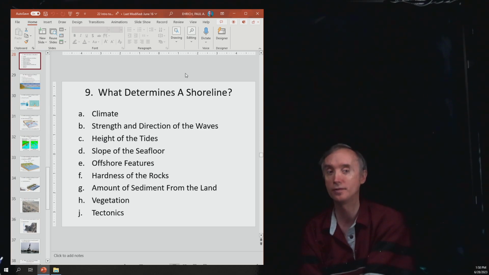Then what about the amount of vegetation that's on the land? And also, what about the tectonics? Is this an area that is tectonically active or is it passive?